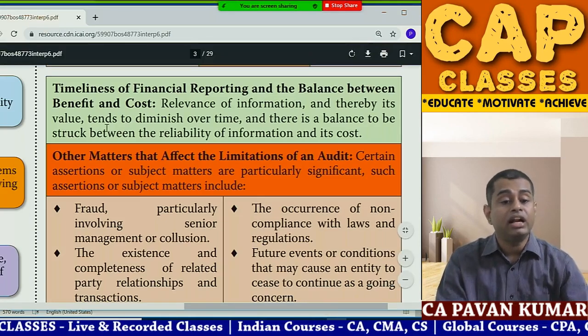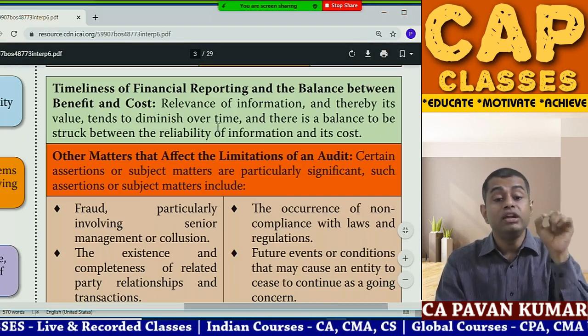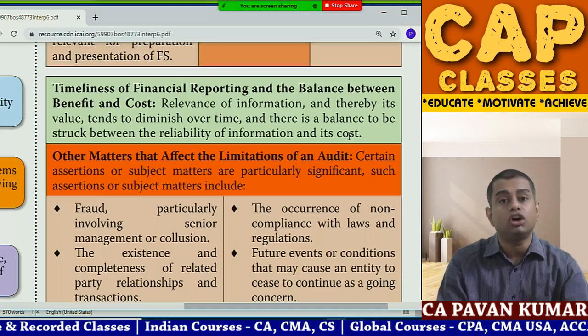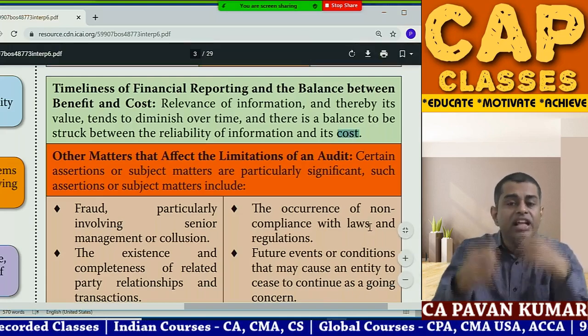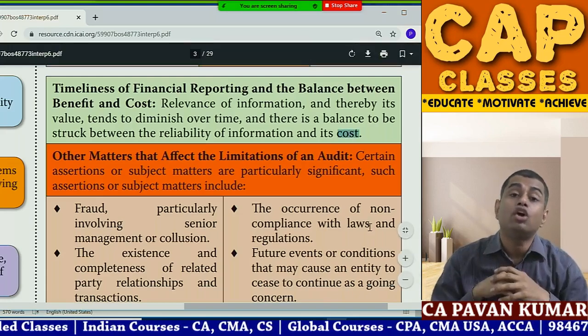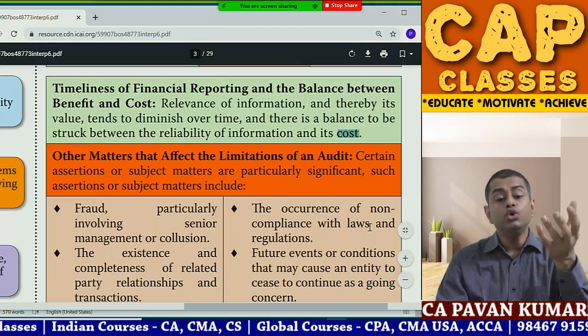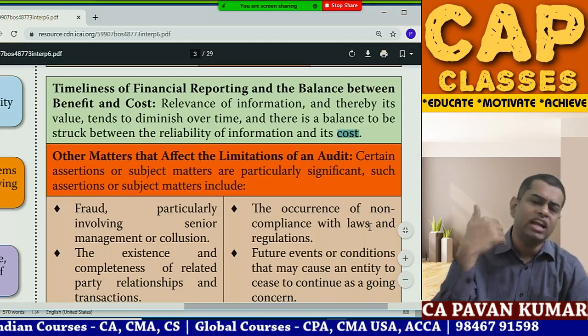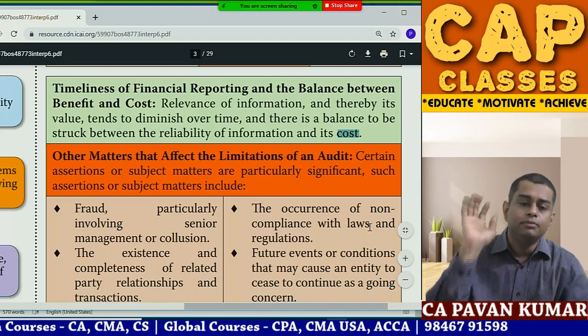Relevance of information, and thereby its value, tends to diminish over time, and there is a balance to be struck between reliability of information and its cost. So too much digging of the information may not be economical for you. So sometimes you accept persuasive evidence rather than conclusive evidence, and then you say, okay, this issue is over, sign.